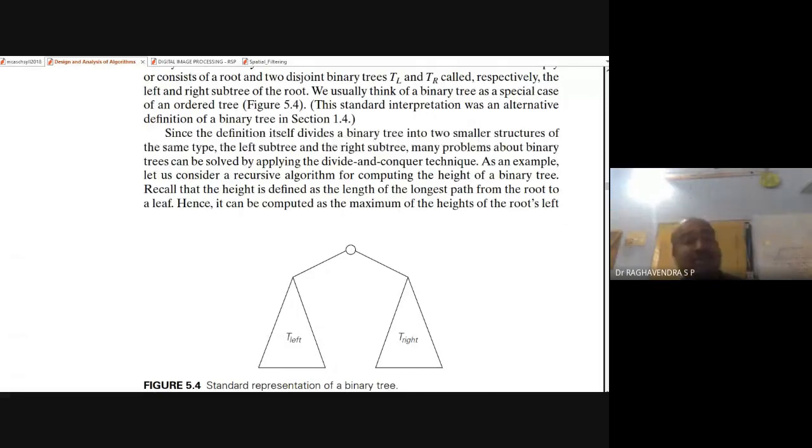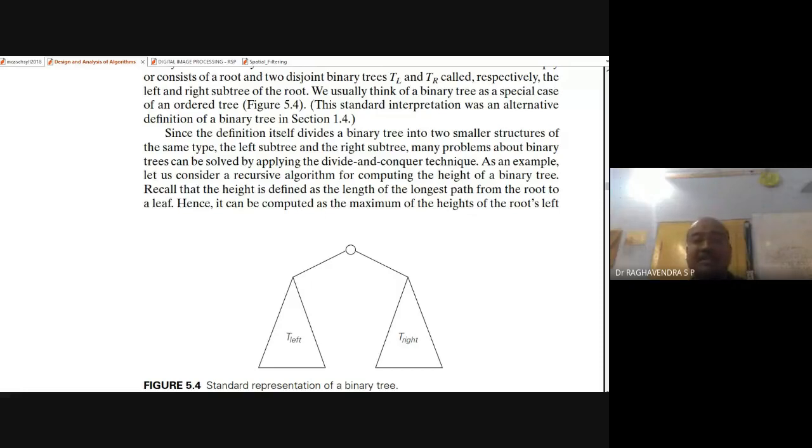For example, let's consider a recursive algorithm for computing the height of a binary tree. So what is the height of a binary tree? It is nothing but the path, isn't it? The path from the root node, either to the right subtree or to the left subtree, to the extreme leaf node. So that path is called the height of the binary tree. That can also be evaluated by using a recursive relation.